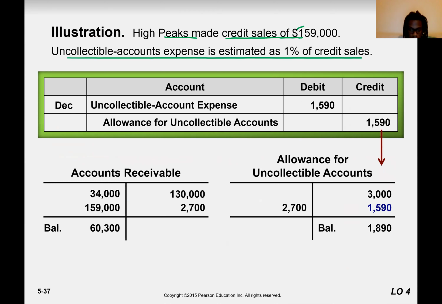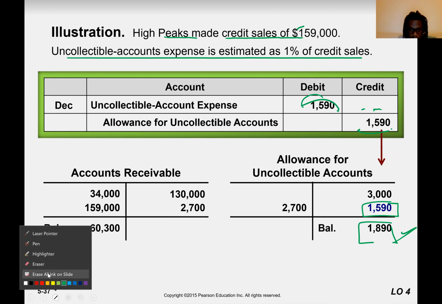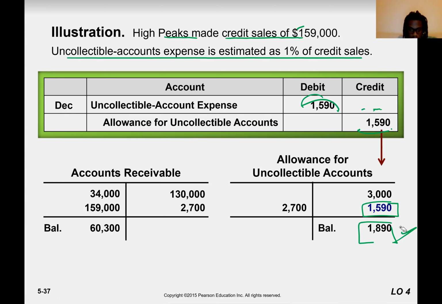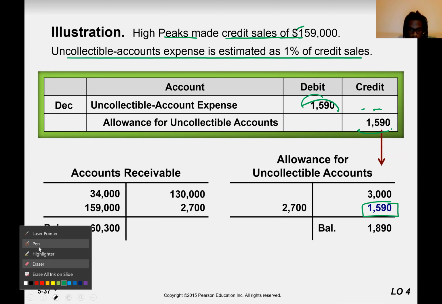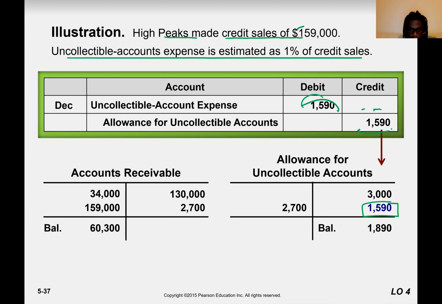Understand? Since this is the percentage of sales method, this estimation will give you this. If it would be the aging method, the result is going to be different. But since it is the percentage of sales method, we are given this year's expense, right? This year's expense.